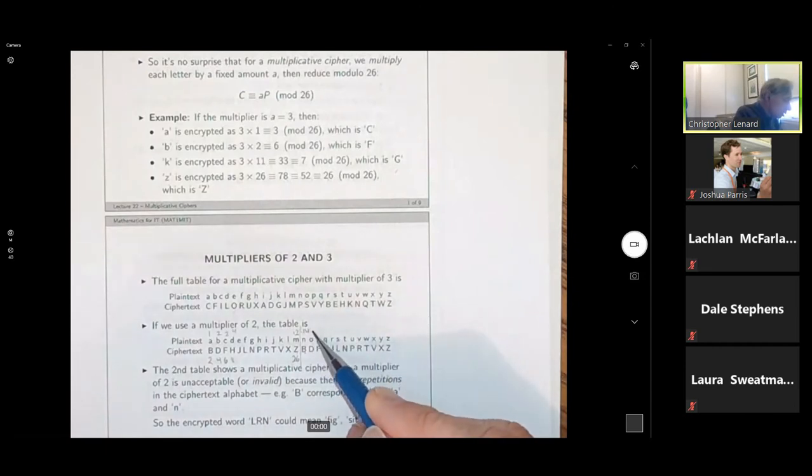The 15th letter O, 2 times 15 is 30, 30 minus 26 is 4. So what's the 4th letter of the alphabet? D. So A gets sent to B, but N gets encrypted to B as well. B gets encrypted to D, but O gets encrypted to D. In fact, the same pattern goes through BDF all the way down to XZ. It's no accident that this happens.